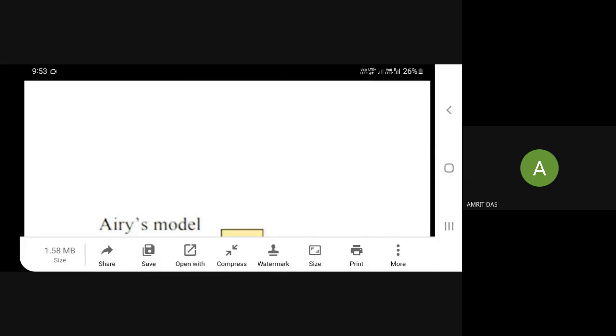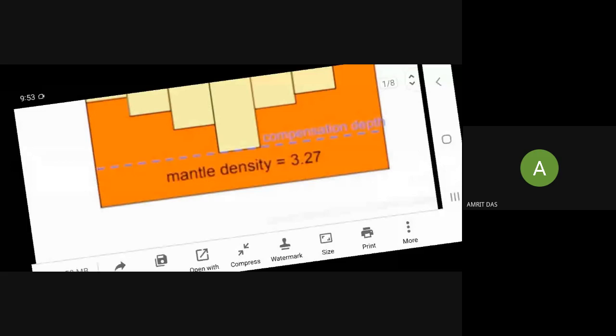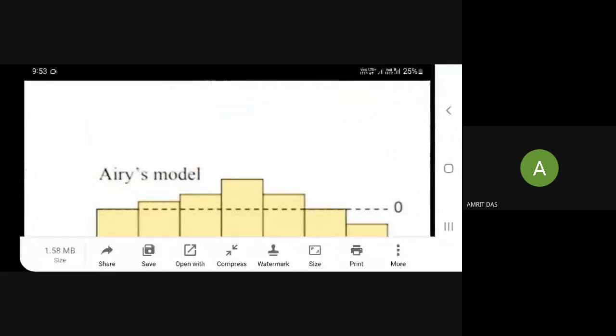Okay, the term isostasy was first coined by an American scientist, C. Dutton, in 1889. But it doesn't mean that before that this concept was not there. Before that, this adjustment between the upper layer and the lower layer was there, but the word isostasy was coined in 1889. Basically, related to isostasy, scientists have given many models, but out of many models, three are important.